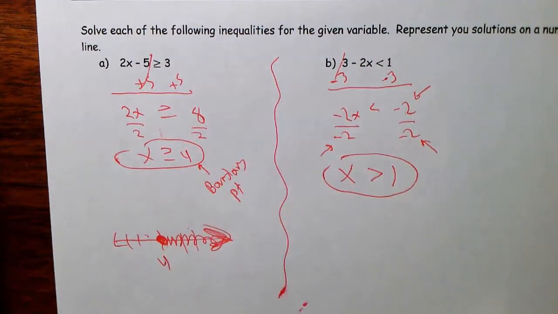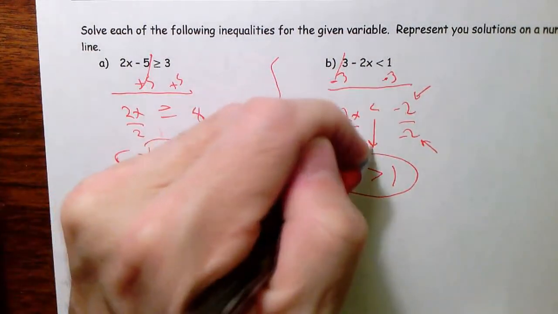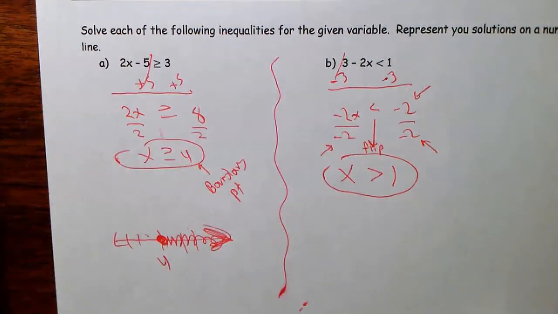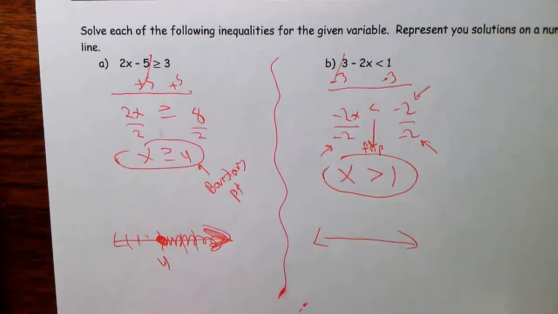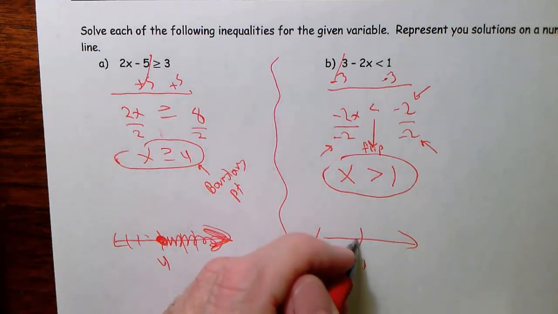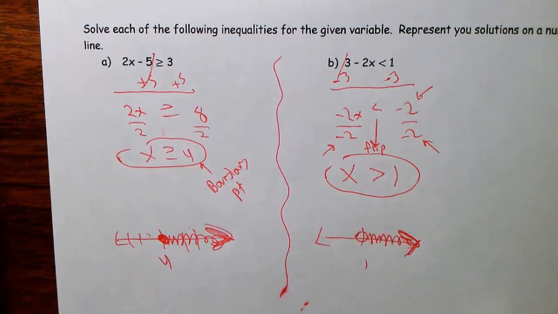I can't tell you how many people forget to flip over that inequality sign. Make sure you remember to flip it over when you multiply or divide both sides by a negative number. And to graph this, I would simply draw a number line. I'd put a 1 there because 1 is the boundary point. It'd be an open circle at 1, and greater than 1 would be these numbers here. All right, that's it. Good luck on the homework.